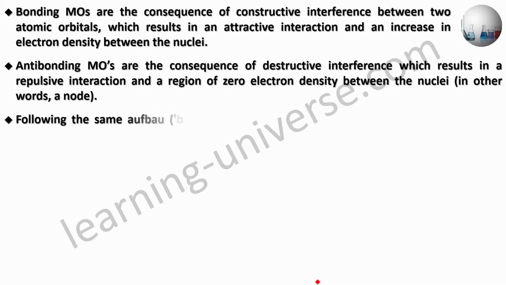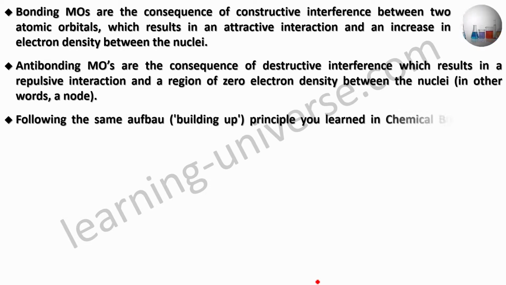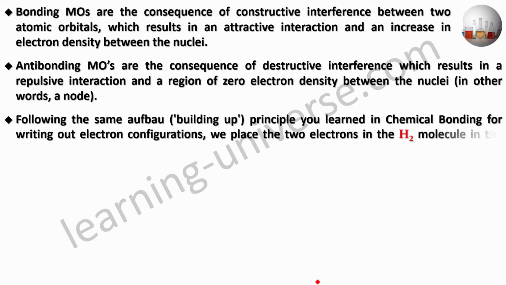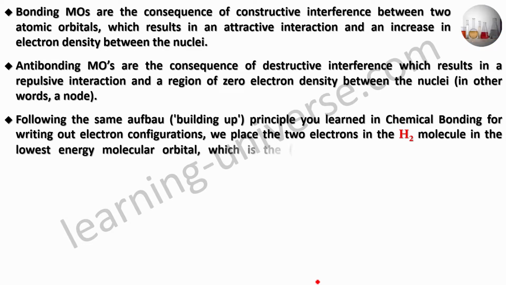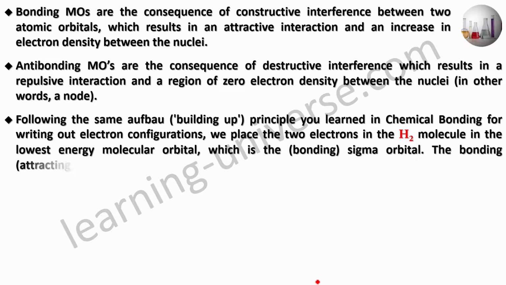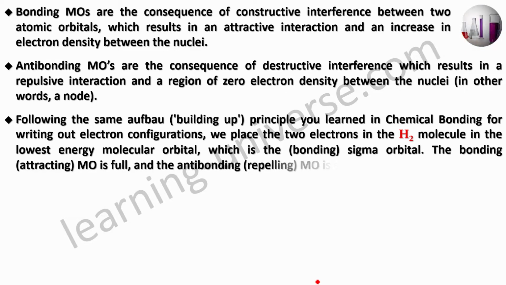So following the same Aufbau principle, building up principle, you learned in chemical bonding for writing out electronic configurations, we place the two electrons in the H2 molecule in the lowest energy molecular orbital, which is the bonding sigma orbital. The bonding, which is also the attracting MO, is full, and the antibonding, which is the repelling MO, is empty.